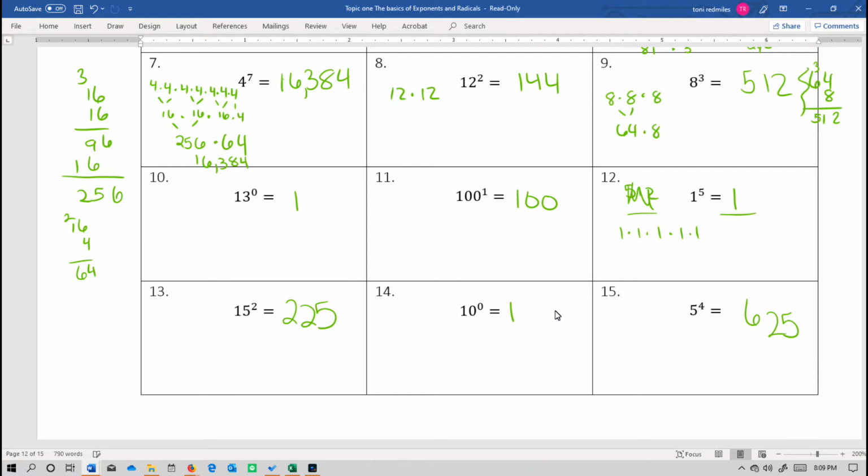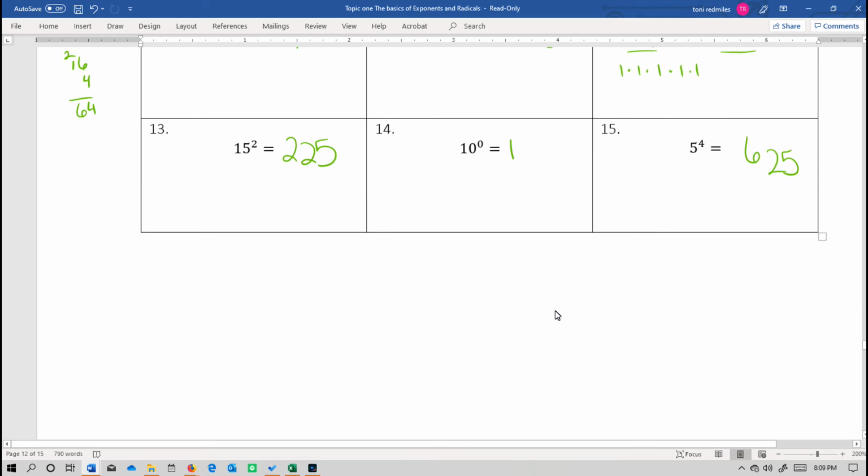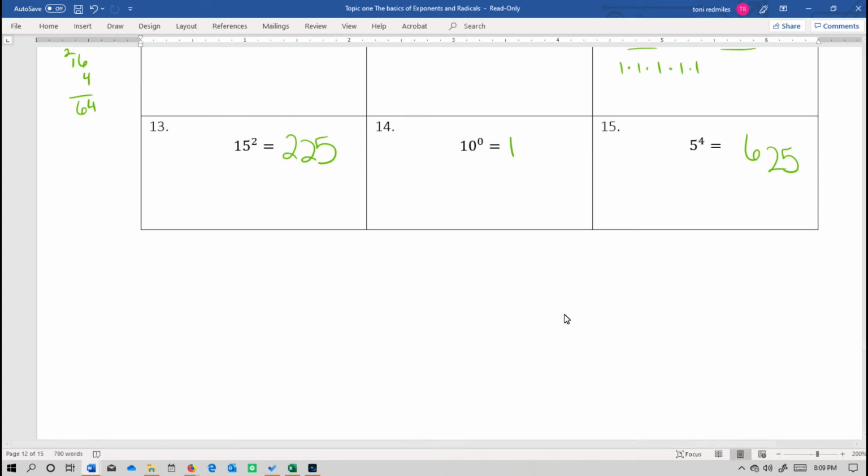All right, this is one you have to memorize, so I'm not going to do it. If you need help with it, go back to the review video at the beginning of this course. But this is 15 times 15, or use the trick to help you memorize in that video. 10 to the 0 power is 1, and this one is 5 times 5 times 5 times 5.